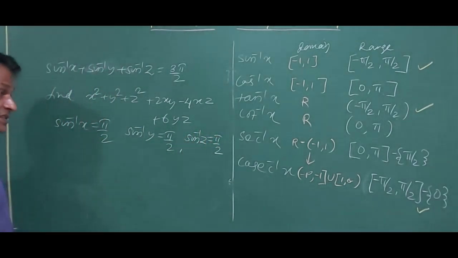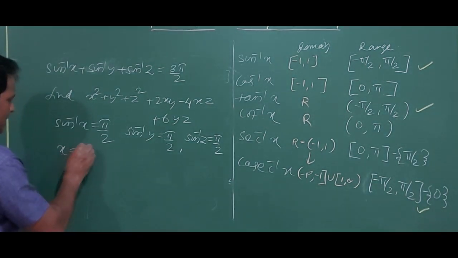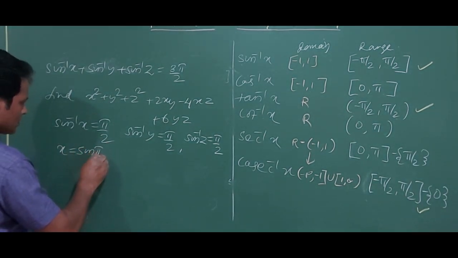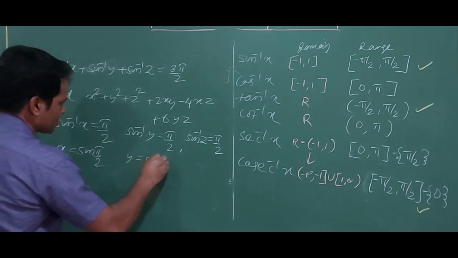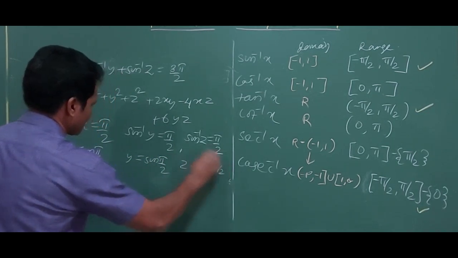And my humble request: it will take about 4 to 5 hours minimum to complete this topic if we want to solve it properly. So use the circular trigonometric function formulas, write and practice. So x equals sin pi by 2, y is also sin pi by 2, z is also sin pi by 2. That means x, y, z all are equal to 1.